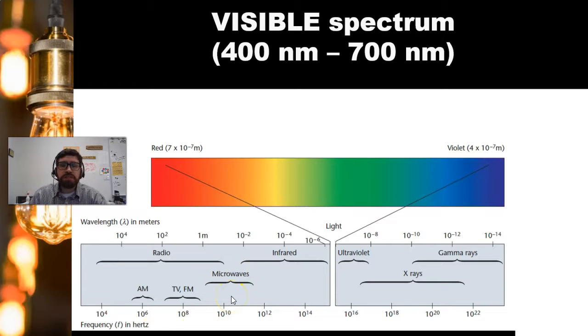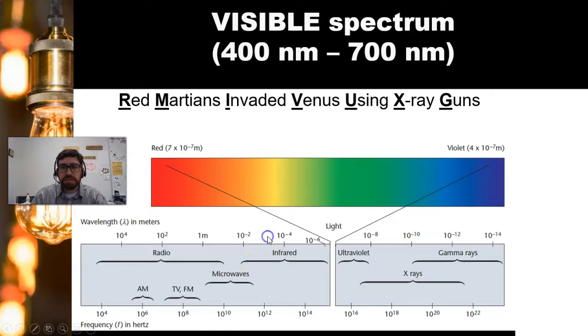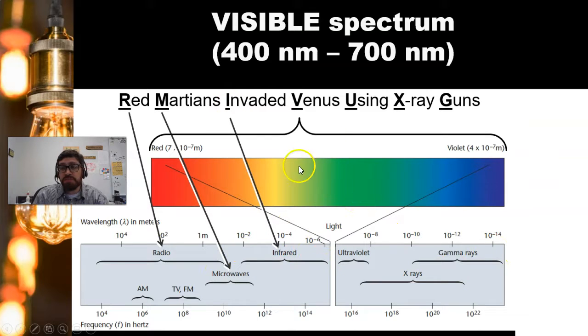So a way to know the entire electromagnetic spectrum is this little phrase right here: red Martians invaded Venus using X-ray guns. So this will help you to remember all of these specific regions. R for radio, M for microwaves, I is infrared, V in Venus. People are going, well, what is that? Well, that's visible light, which is this tiny little sliver right here. And we blew it up to see all of the colors.